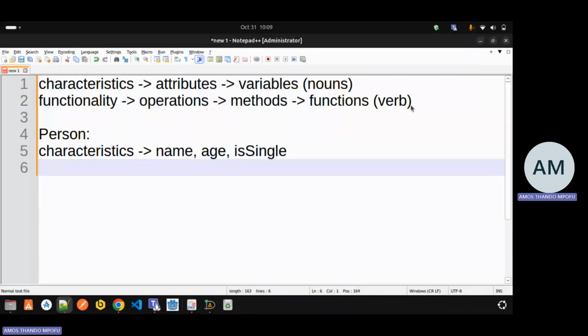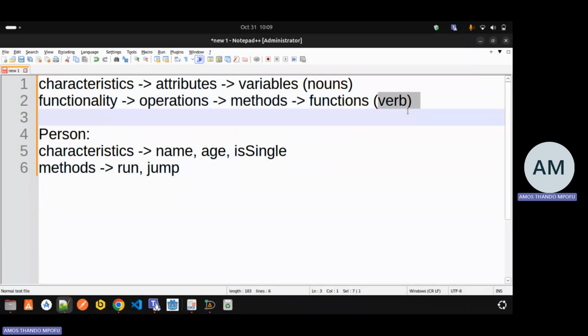And then number two, we can know what a person can do on themselves, right? Basically, these are like the methods, right? And we typically choose verbs. So a person can run, right? And a person can jump. You see, these are verbs. These are doing words, action, right?